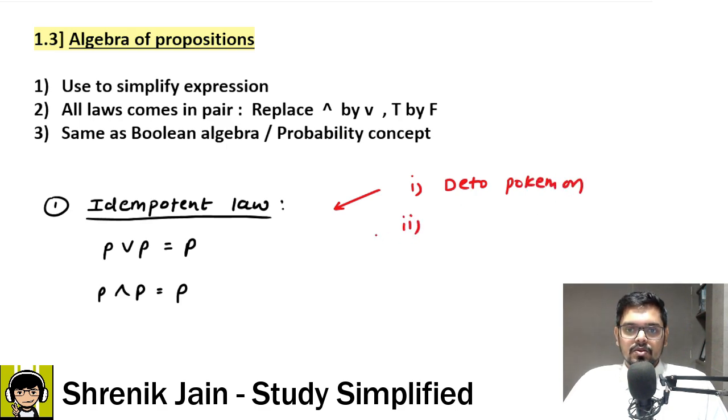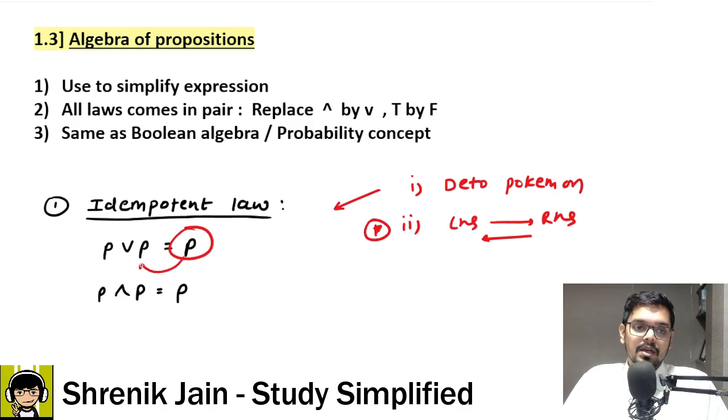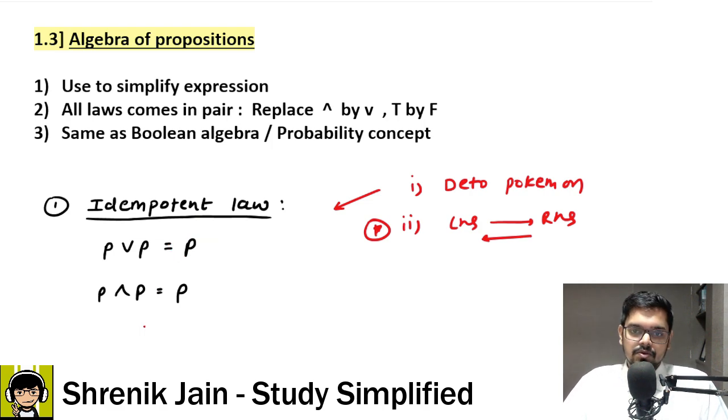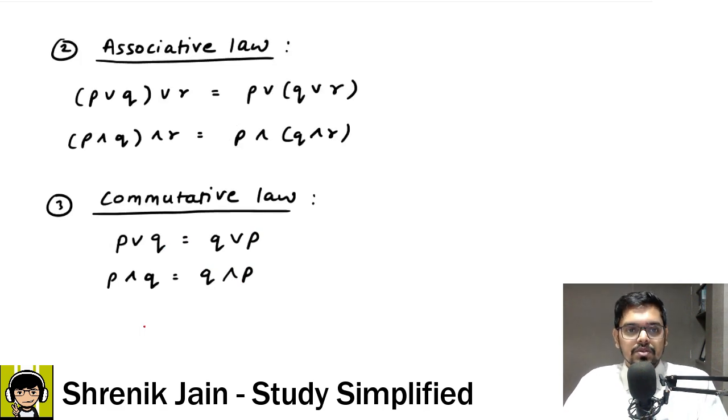And secondly, it's very, very critical for the examples. You have to remember the laws from left to right and also from right to left. Suppose somewhere I have an expression which says P, then you should know that P can be written as P or P, or maybe as P and P, so that I can use that step for further simplification of my expression. So remember these laws from left to right and also from right to left, because it will help you in the simplification. Understood?